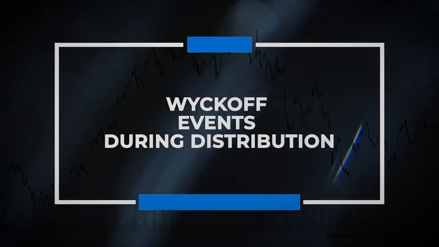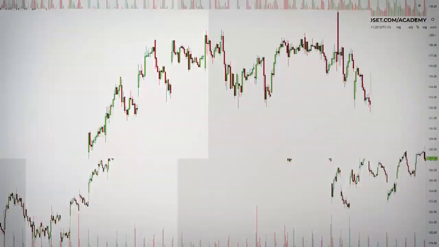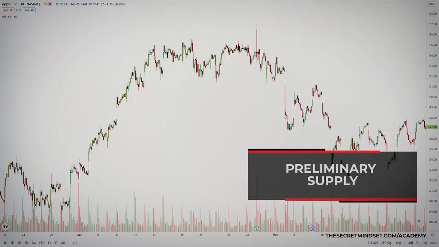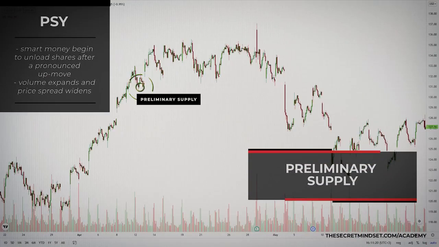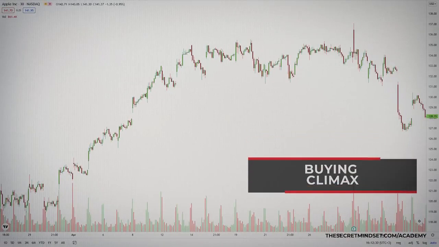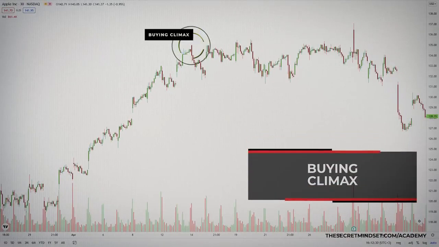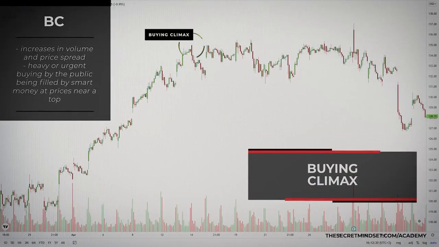Now let's showcase Wyckoff events for distribution. First is the preliminary support, where smart money begin to unload shares after a pronounced upmove. Volume expands and price spread widens, signaling that a change in trend may be approaching. Then we have the buying climax, during which you'll see increases in volume and price spread. The force of buying reaches a climax, with heavy or urgent buying by the public being filled by the smart money at prices near a top.